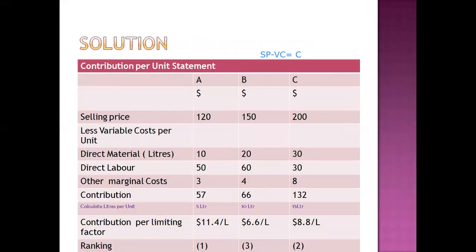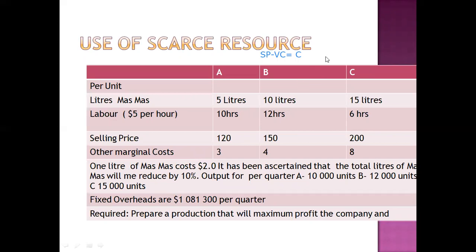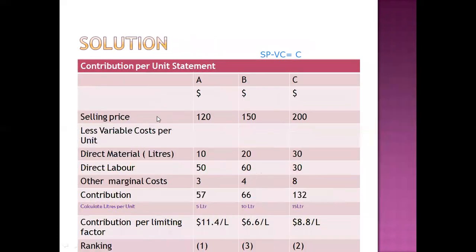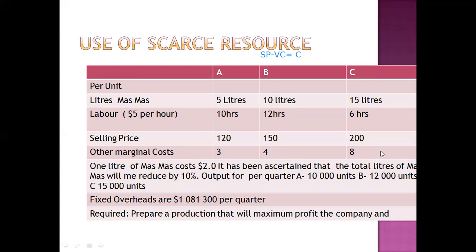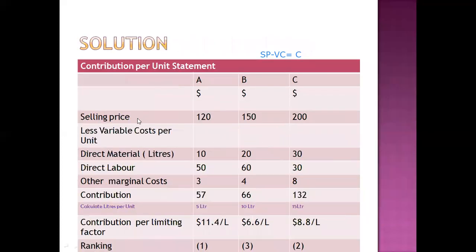10 times 5, what do you get? It's 50, right? Then how many hours do we need? We need 12 hours to produce 1 unit of B times 5. 12 times 5, you get 60. That's how I got this 60 for you, okay? Then we need also how many hours? We need 6 hours to produce 1 unit of C. Multiplied by 5, what do you get? You get 30. Then you take other variable costs like this one.